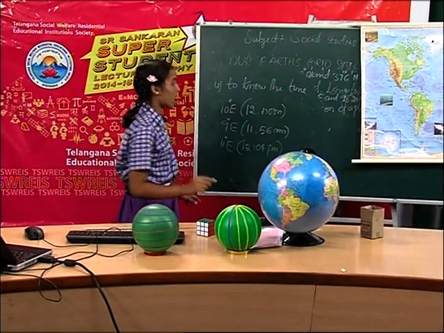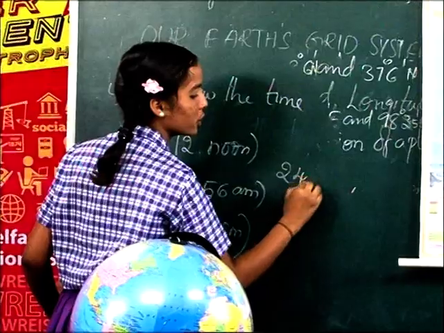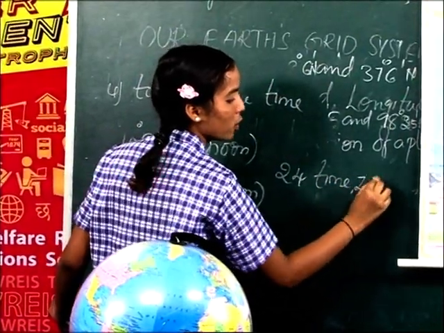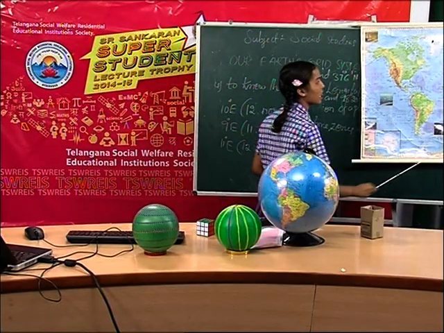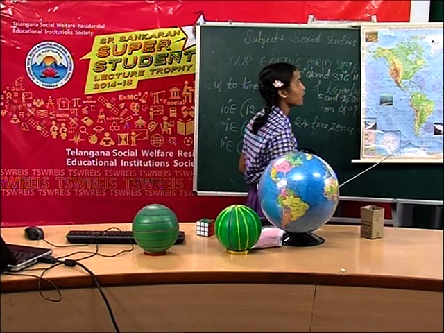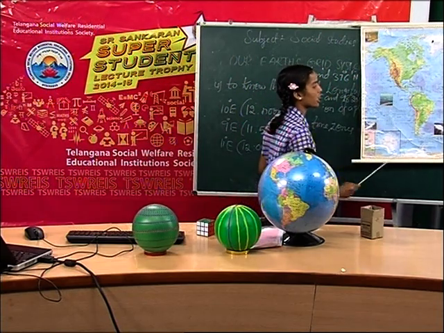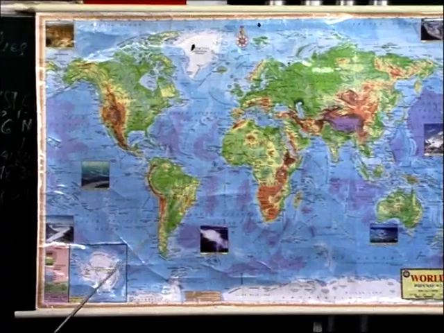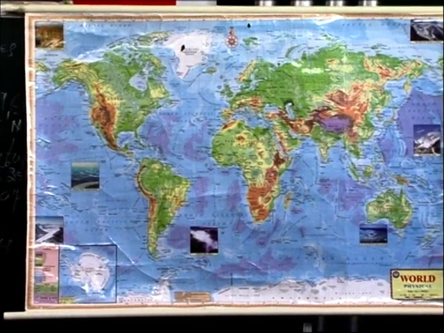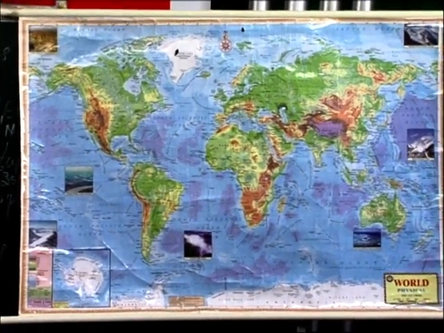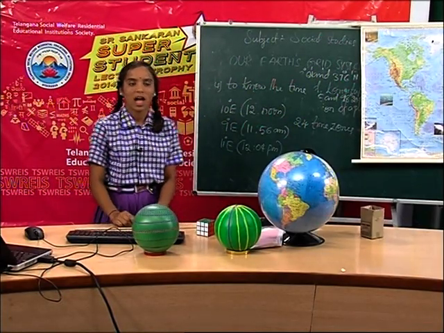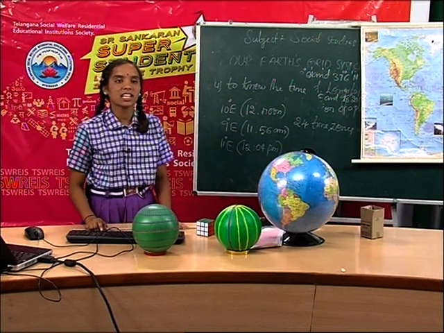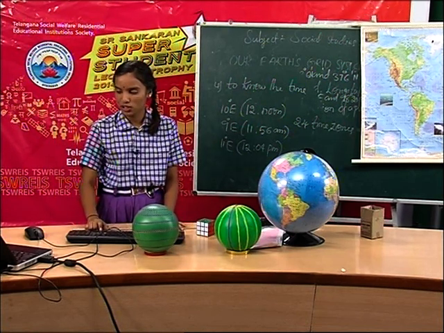So friends, our world is divided into 24 time zones, starting from 0 degree longitude going east and going west. Totally there are 24 time zones. And friends, the width of each time zone is 15 degrees of longitude. And friends, let us see these time zones in the PowerPoint presentation.